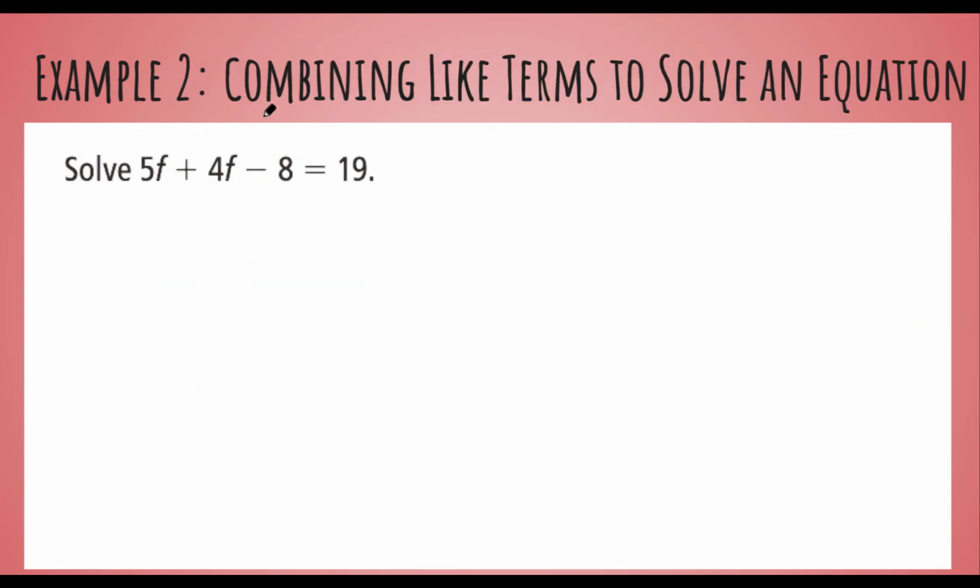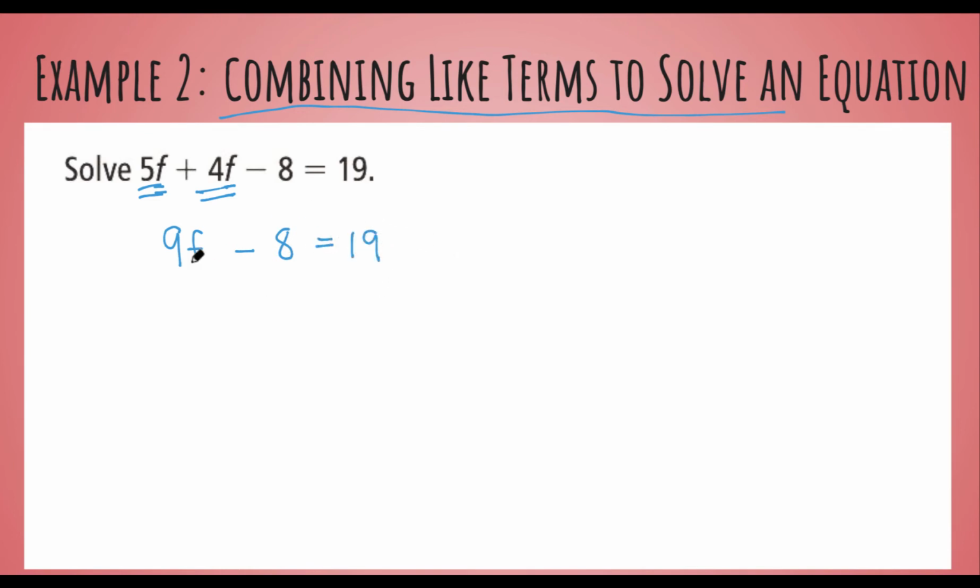Next example, we're looking at a multi-step equation where we're solving it by combining like terms. So here's our equation. 5f plus 4f minus 8 equals 19. So the first step we want to do is combine our like terms. And remember, like terms have the same variable raised to the same power, or the same exponent. So in this case, we have f and f here, and the coefficient on this f is a 5 and this is a 4. So we're going to add these two terms together because they're like terms. So when we add our coefficients, 5f plus 4f, we end up with a 9f. And then we're subtracting 8, and then this is equal to 19.